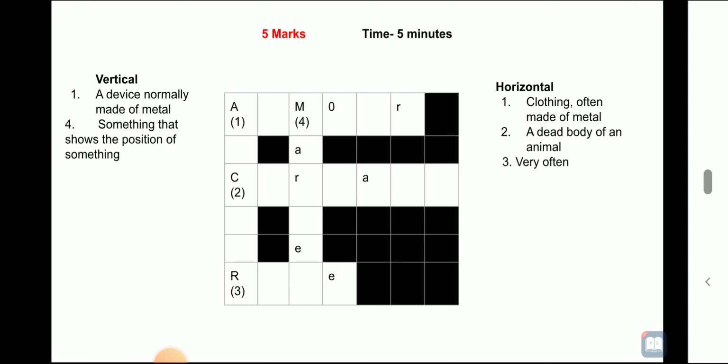You just go through this, identify the right answers over here, and you can share it in the comment box.